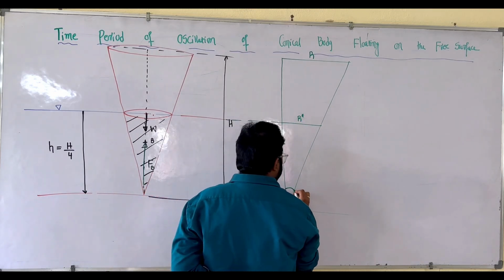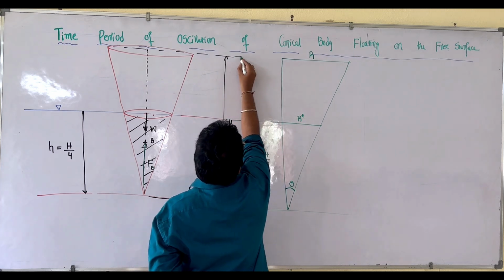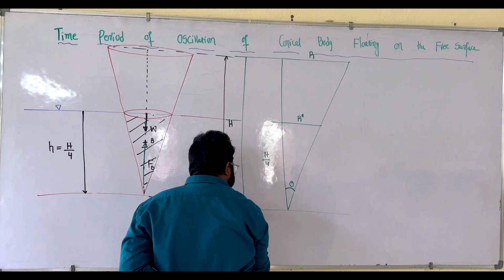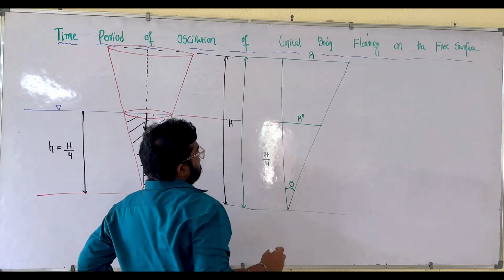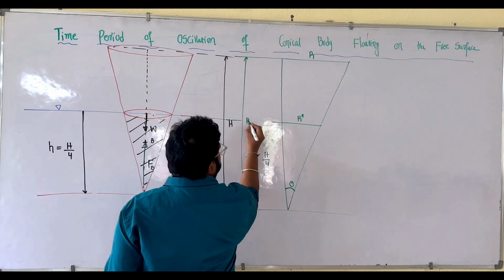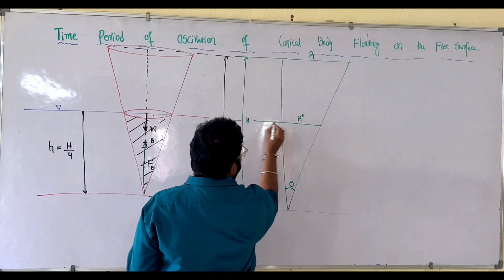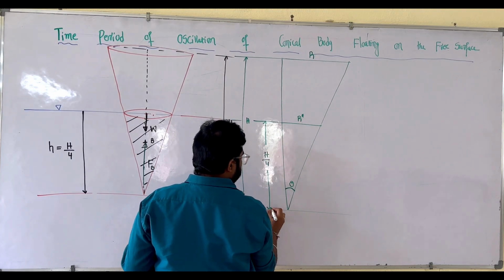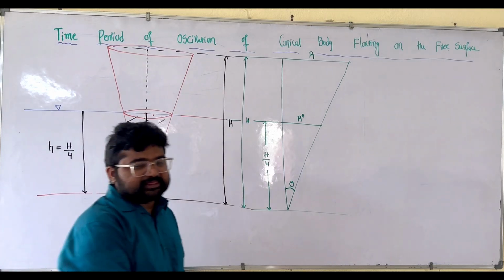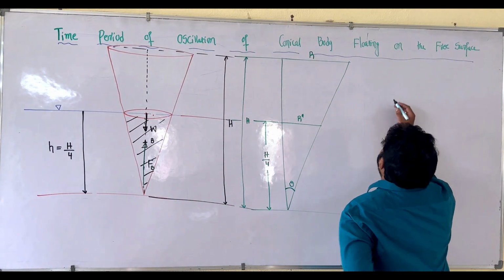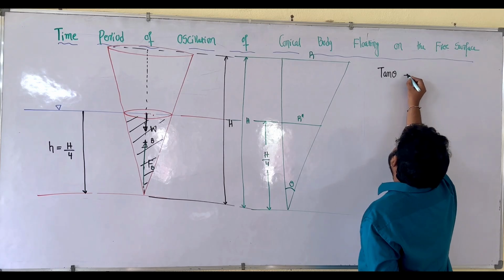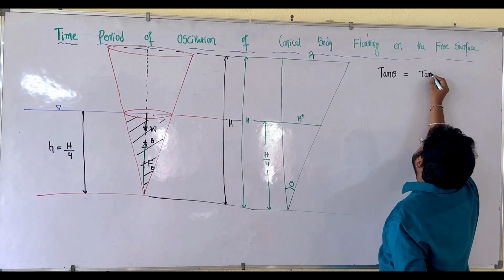Tan theta equals tan theta. Concept of similar triangles. This is capital H. From here to here, H by 4. Tan theta equals tan theta. What will you get, tell me? From the concept of similar triangles, tan theta equals tan theta.